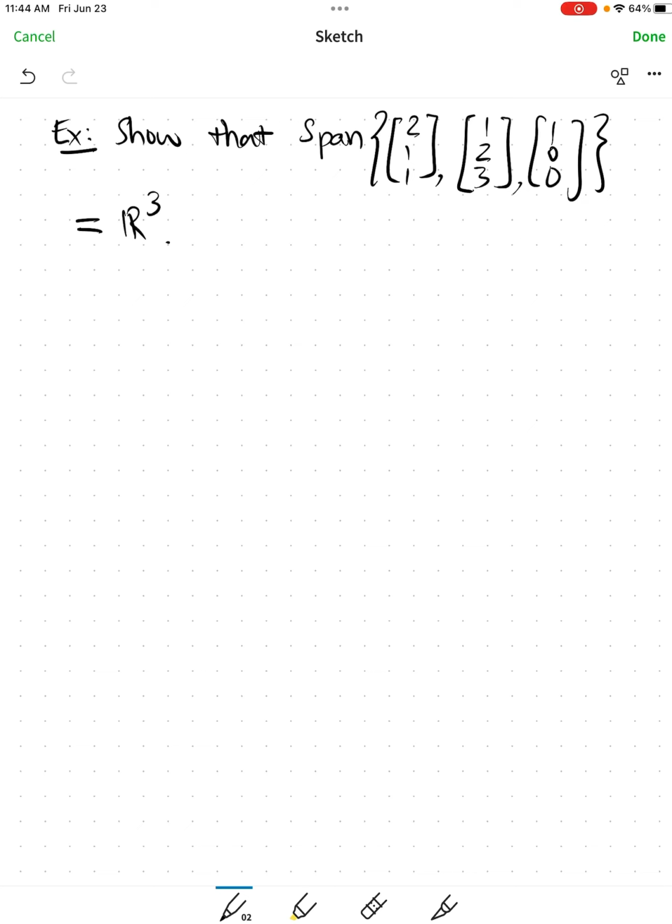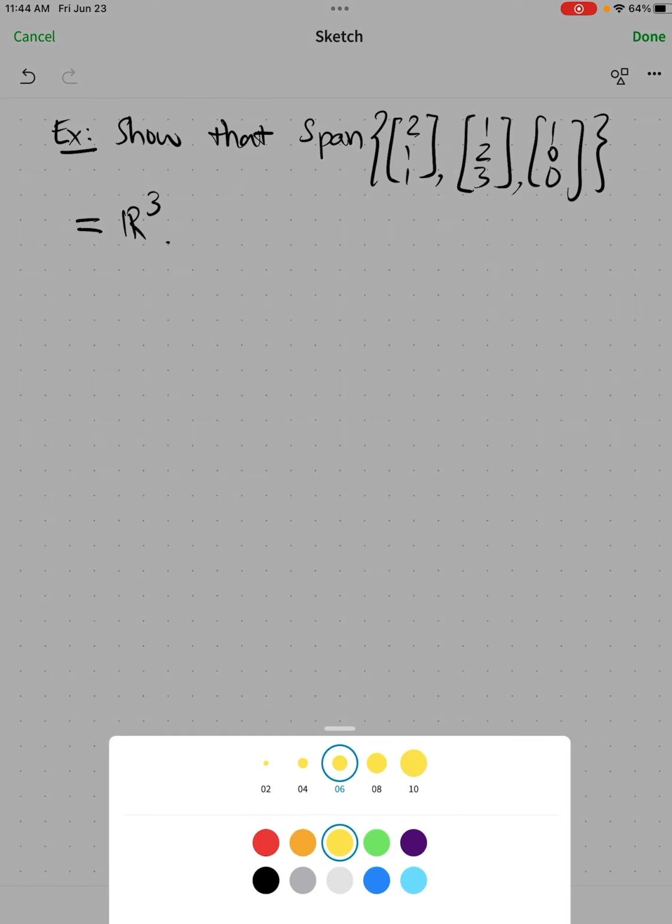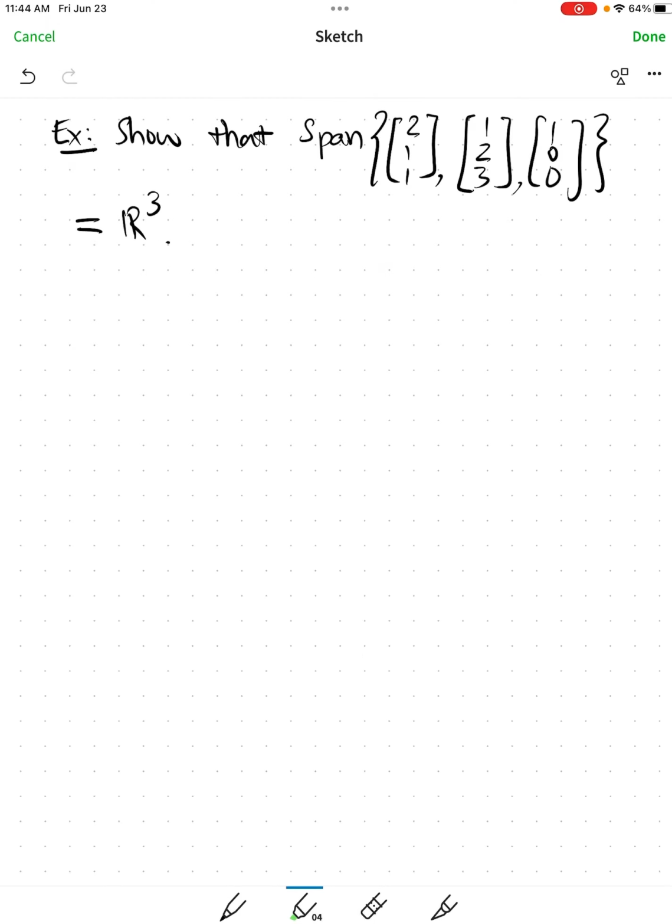Well, what would we do here? We have these three vectors in R3. You have these three vectors in R3, right? And whenever you have a bunch of vectors, they're going to have a span. Now that span might be R3, but it might not be R3. And in this question, we're asked to show that it is R3.